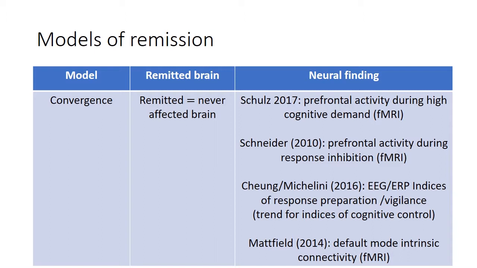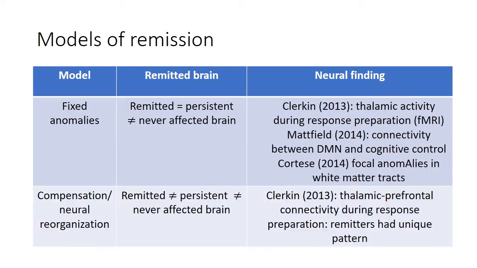So several of these studies find that remitters and never affected show similar prefrontal cortical function. This held true for 2 fMRI studies from different groups of prefrontal activity during cognitive challenge, and 1 EEG ERP study examining cortical indices of response preparation and vigilance. Additionally, remitters and the never affected showed similar intrinsic connectivity within the default mode network in a study from MGH.